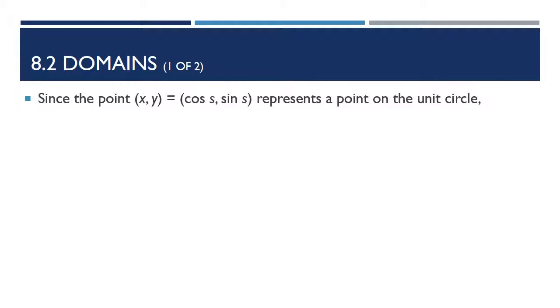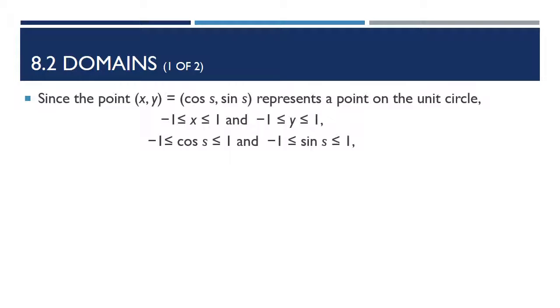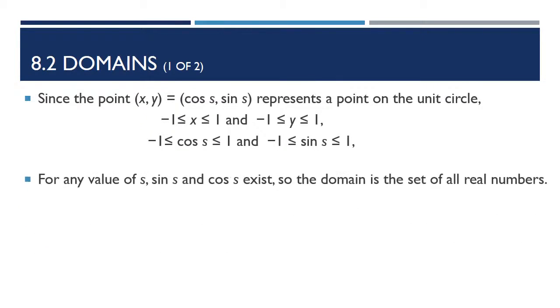Now, since the point (x, y), which is (cosine s, sine s), represents a point on the unit circle, then x must be between negative 1 and 1, and y must be between negative 1 and 1, because it's a unit circle. The farthest out it goes is 1 away from 0 in any direction. That means the cosine and the sine have to be between negative 1 and 1, which is convenient because they are. So for any value of s, sine of s and cosine of s exist, because the cosine of s does take on every value between negative 1 and 1, and the same for the sine. So the domain is the set of all real numbers. In other words, no matter what you put in for s, you're going to get something between negative 1 and 1 for both x and y.